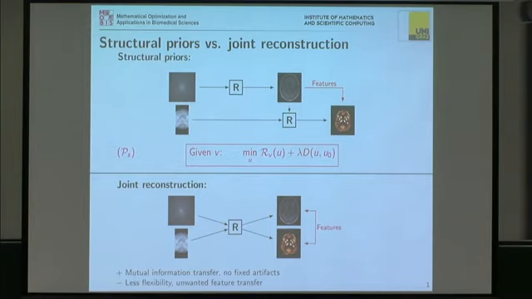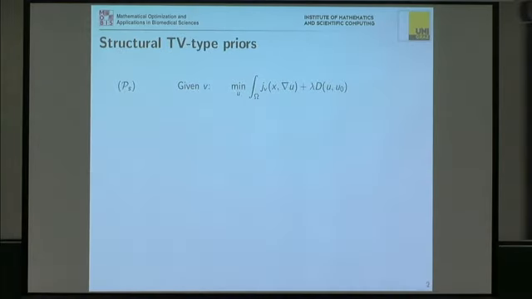And in this work I would like to do a bit more on the analysis side of this type of priors. And I will not consider an arbitrary prior, but a restrictive prior, namely a structural TV type prior, which means that we have some integrand, which depends now on the prior image v, and we integrate. The integrand is spatially dependent, so it depends on space and also on the gradient of the image. So this would be the prior that we use for regularization, and this would be the data discrepancy.